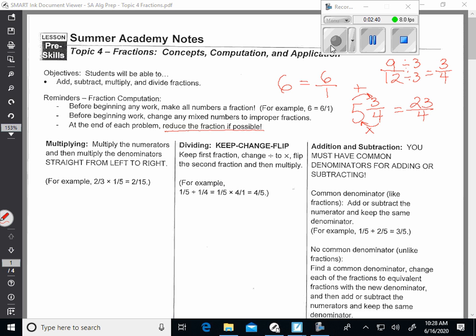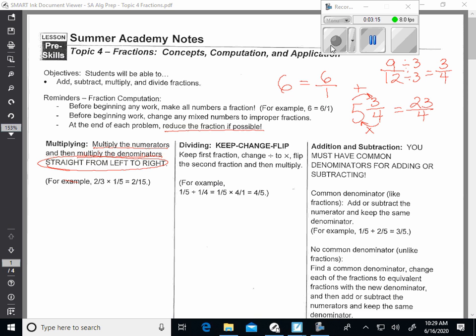So with that being said, we're going to look at multiplying, dividing, and adding and subtracting fractions. There are different sets of rules depending on what we're working with. Let's start with multiplying. Multiplying is pretty straightforward. Multiply the numerators, then multiply the denominators, and you're going straight from left to right. Straight line left to right.